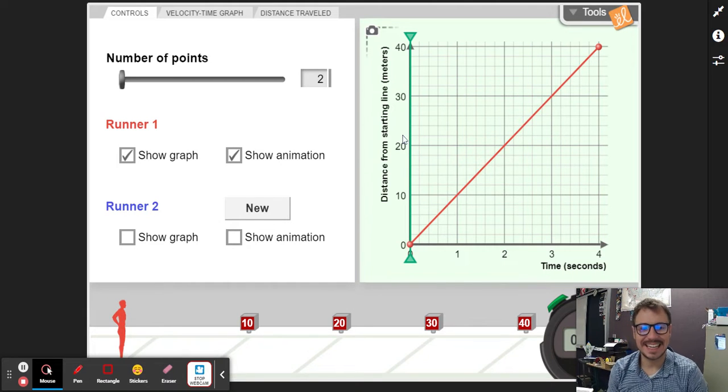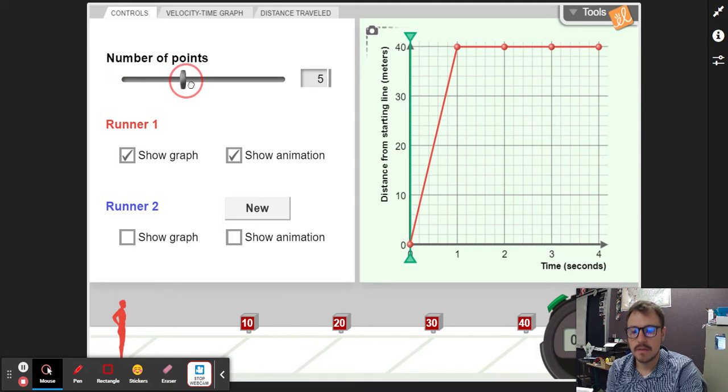All right, this is the Kinematics Simulation. In this lab activity, you will explore motion. So the directions: click on the link posted below or on Google Classroom. There will be a code to access the simulation. The first thing that needs to be done is set the number of points to 5. So we're only looking at runner 1 right now, but we want 1, 2, 3, 4, 5 points.